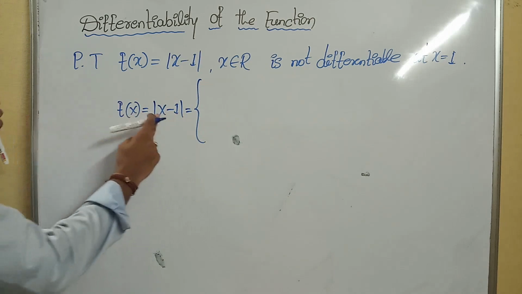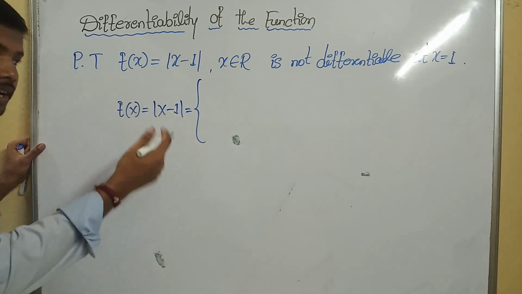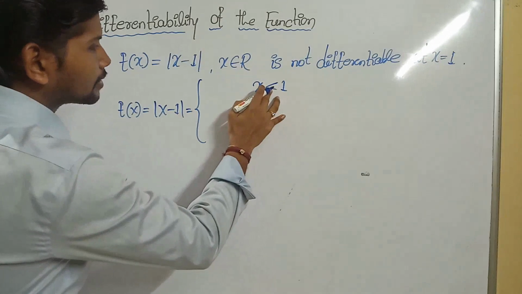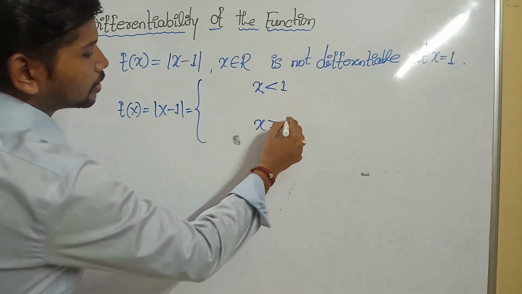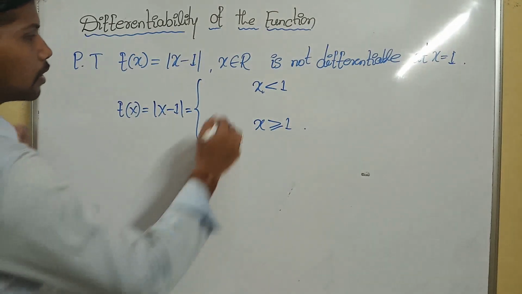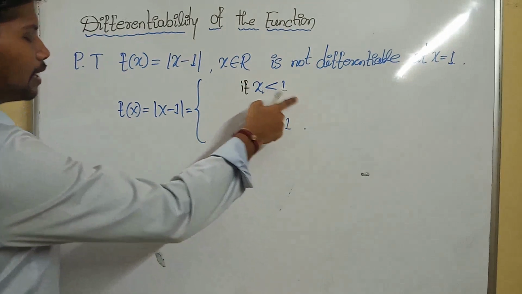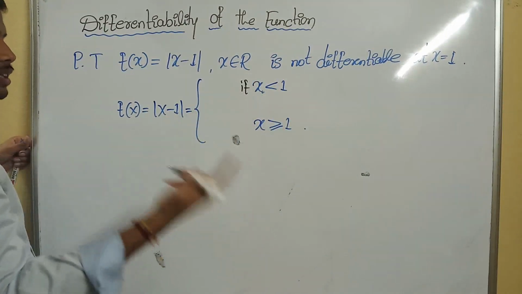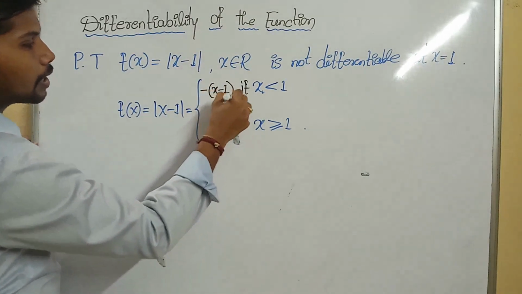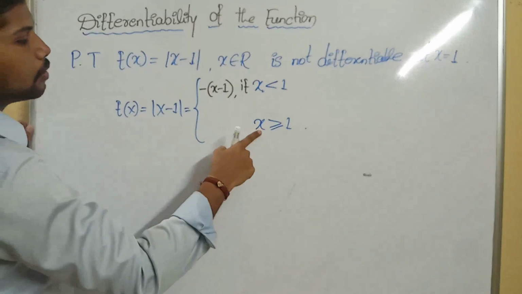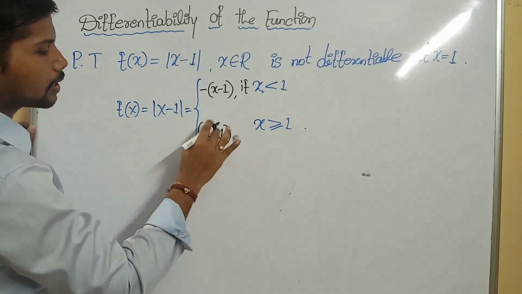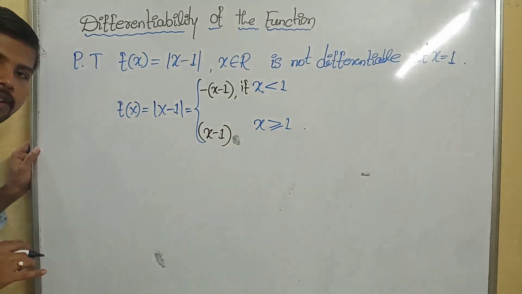How is modulus of x minus 1 defined? Concentrate on the board. X minus 1 equal to 0 means x equal to 1 is the deciding factor here. One function for x less than 1, and another function for x greater than or equal to 1. If x is less than 1, substitute a value less than 1, say 0: 0 minus 1 is negative, that's why we define it as minus of x minus 1. If x is greater than 1, say 2, 2 minus 1 is 1, which is positive, so we take x minus 1.